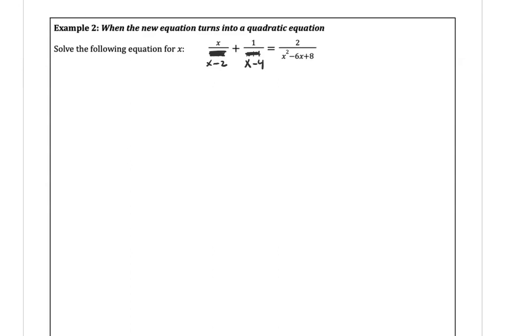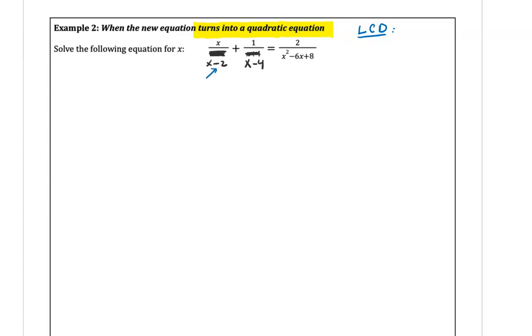Okay, so in our last set of problems, you were working with rational equations that would turn into linear equations after fraction busting. So now I want to show you an example where your rational equation would turn into a quadratic equation after fraction busting. So I want to begin with the process of fraction busting, which is to take a moment to figure out what our lowest common denominator would be.